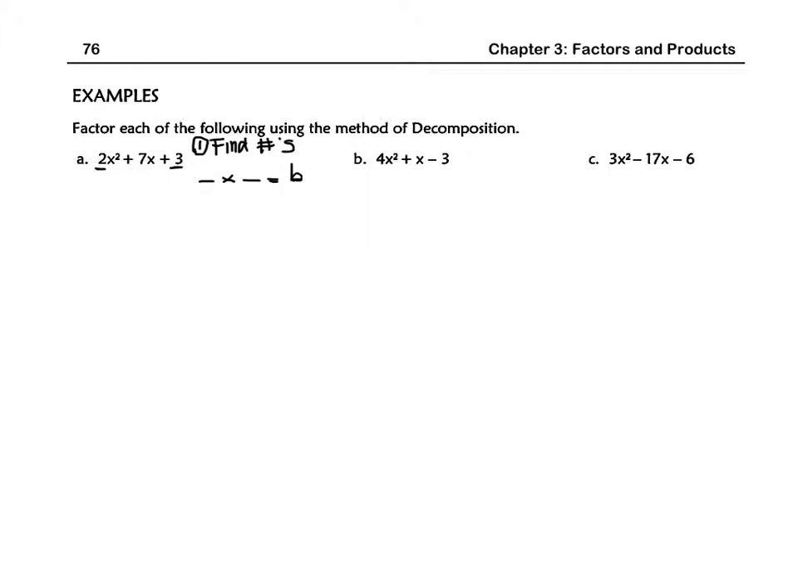And they have to add to give you the coefficient of the x term, which is 7. So if you think about the factors of 6, 1 and 6, 2 and 3, the two factors of 6 that multiply to give you 6 and add to give you 7 would be 1 and 6. And they would both have to be positive because you have a positive product and a positive sum. So then the next step, find the numbers, was the first step. Then the next step is to break it down.